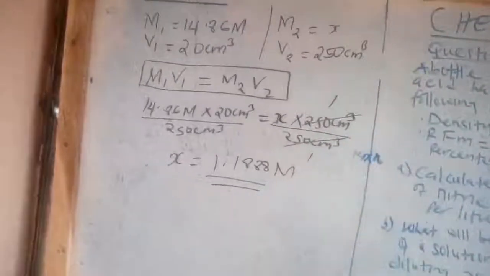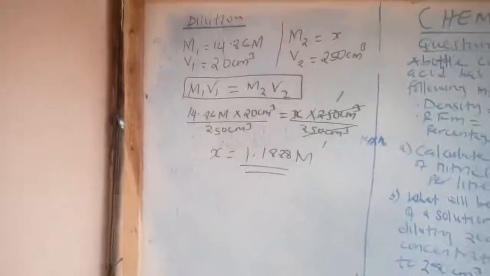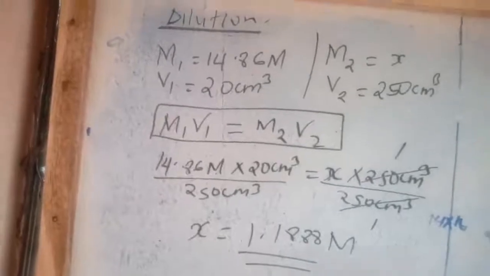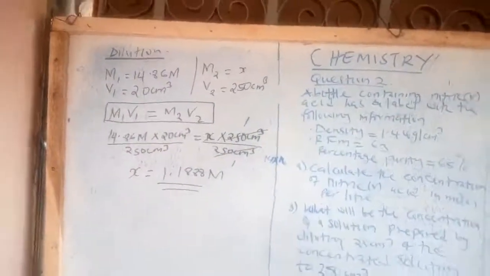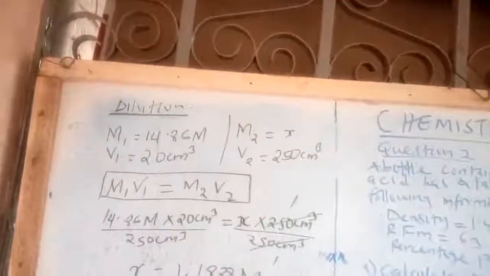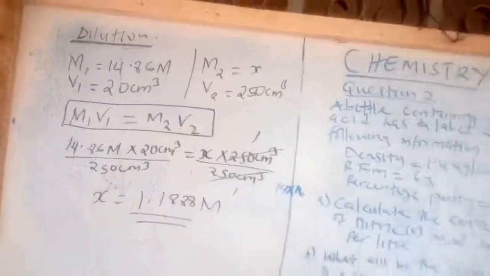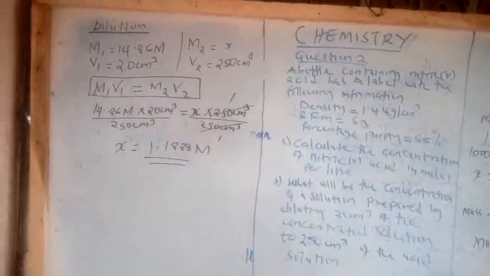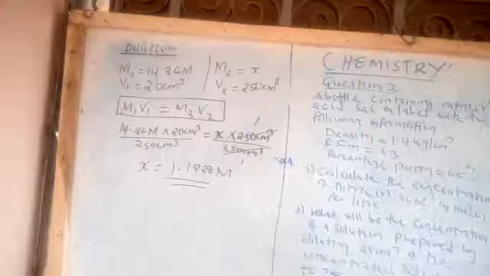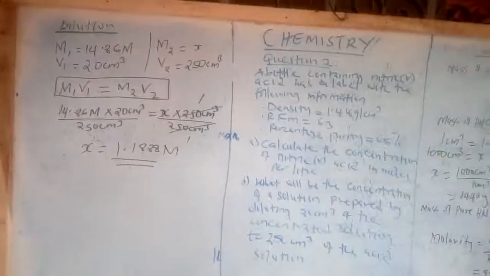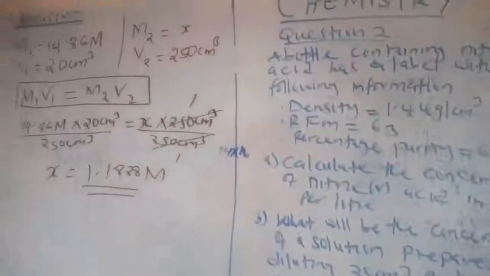And therefore, the concentration of the diluted solution after equating M1V1, M1 is the molarity of the concentrated acid, V1 is the volume of the concentrated acid. You equate it with the molarity of the resulting diluted solution, and also V2, that is the volume of the resulting diluted solution. And therefore, once you equate the two and you cross multiply, you will get the value of X, which represents the molarity of the diluted solution. On to that point, I'm done with the assignment which was given as per the previous lesson.